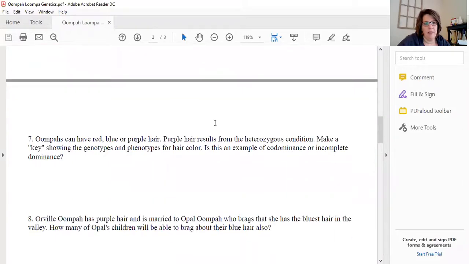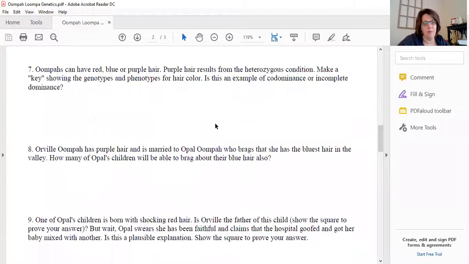All right. So going down to number 7 here. Number 7 says Oompas can have red, blue, or purple hair. So when I think about those 3 colors, like red and blue, if you mix them together, you get purple. And so that is a blending effect. So that's like we talked about the other day with incomplete dominance. So anytime you have incomplete dominance, you're going to get a blend of things.